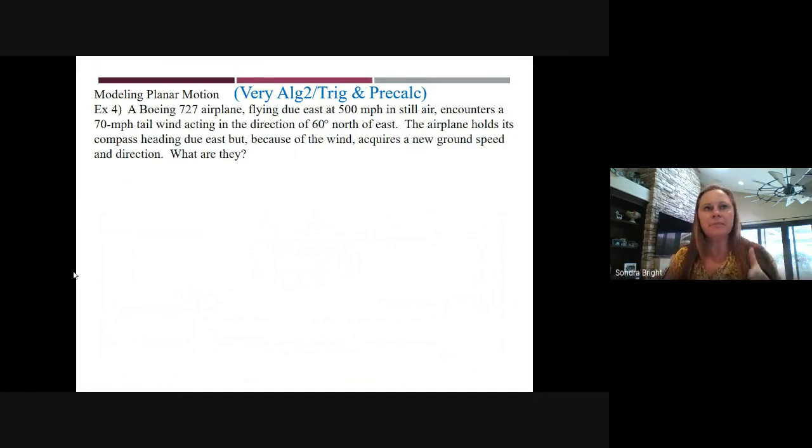And so the pilot will set his direction in a certain area, but if the wind starts pushing them in a different direction, then from the ground perspective, the velocity is changing, the speed changes, the direction is changing, all of that. So he's got to adjust, right? So let's draw this out.